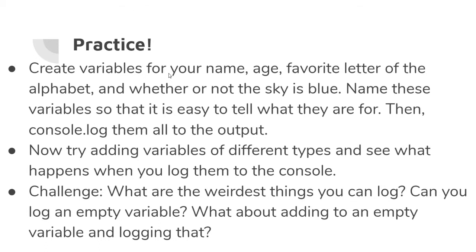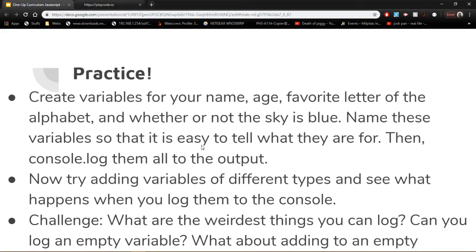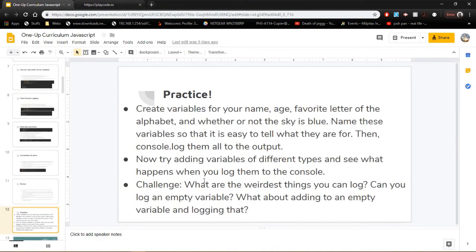So we're going to create a variable for our name, age, favorite letter of the alphabet, and whether or not the sky is blue. We're also going to name these variables so that it's easy for us to tell what they are, and then log them all. Then I'm going to try adding variables of different types, and then seeing what happens when we log them to the console. And also, here's a weird one. What is the weirdest thing we can log? Can we log empty variables? We tried that earlier. But also, can you add to an empty variable and then log that?